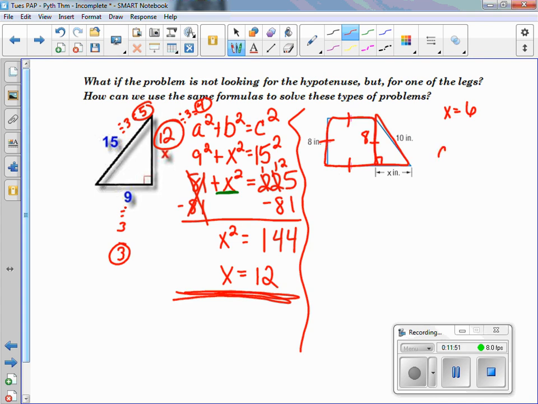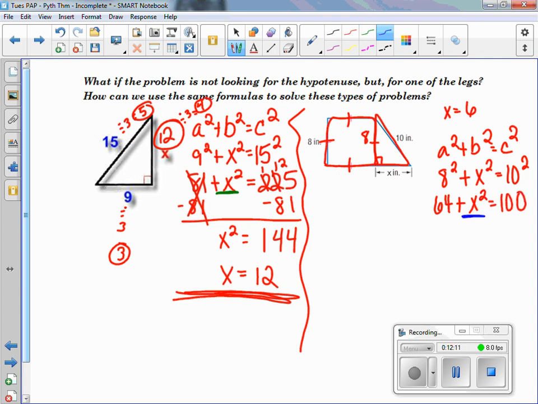However, if you didn't know that, a squared plus b squared equals c squared. A, I'm going to use as 8. I'm going to use b for x. And 10 is my hypotenuse, so that's c. 8 squared is 64. 10 squared is 100. Again, I need this guy by itself.